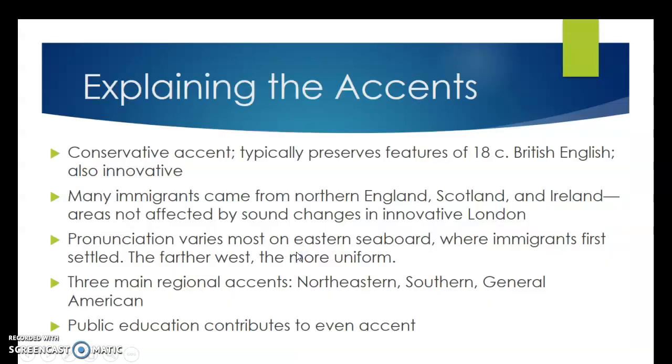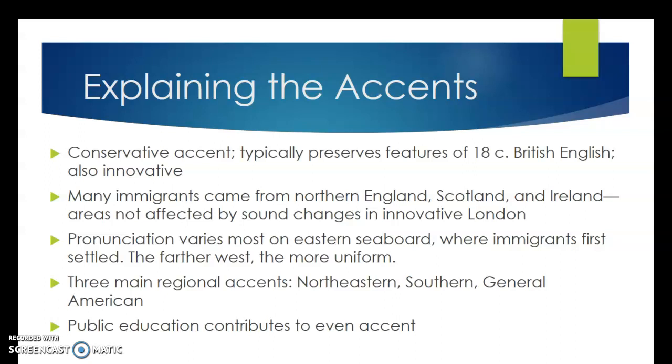It may be hard to believe, but overall, American accents are typically conservative. They preserve the features of English speech at the time the particular American region was settled. Many of the immigrants to America in the 18th century came from northern England, Ireland, and Scotland, areas that weren't affected by sound changes in London. Some people claim that the American accent sounds closer to how Shakespeare would have spoken than a modern London accent does.